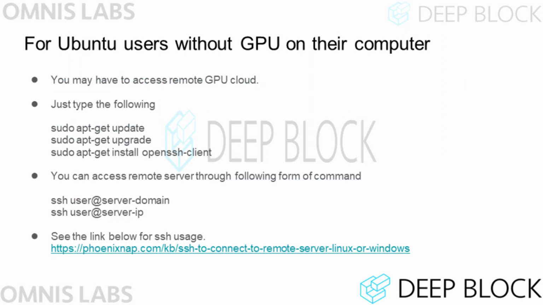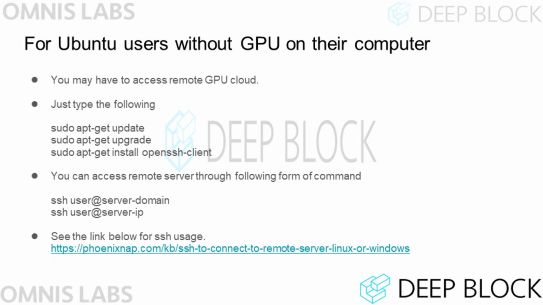Next, we will explain how to access a remote GPU cloud for Ubuntu desktop users who don't have a GPU device on their computer. Open a terminal and enter the following 3 commands in order. Then, you can install the SSH client on your computer. Linux users such as Ubuntu can connect to a remote server using a terminal after installing OpenSSH client, even if they do not use an SSH client such as PuTTY.